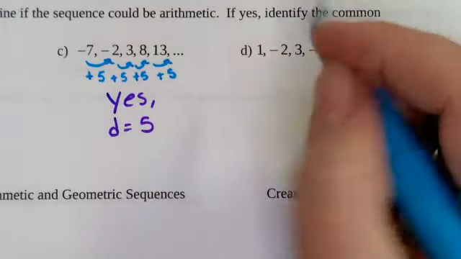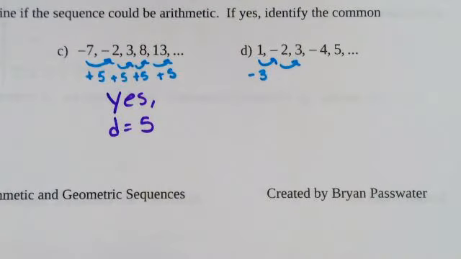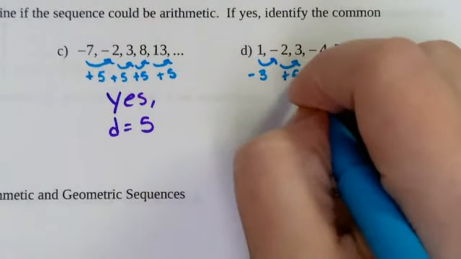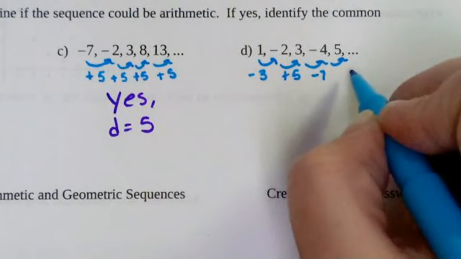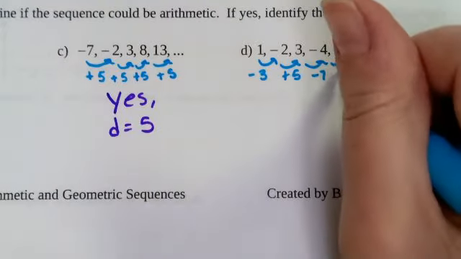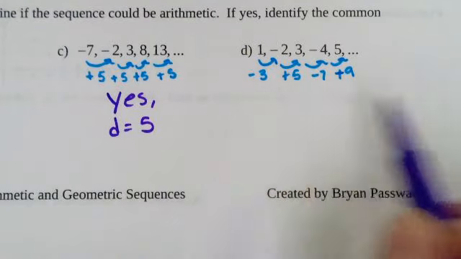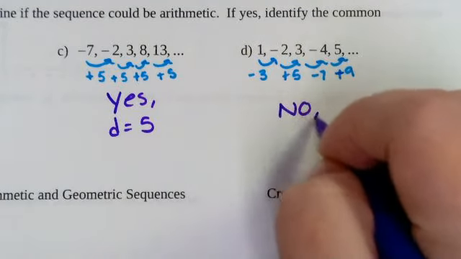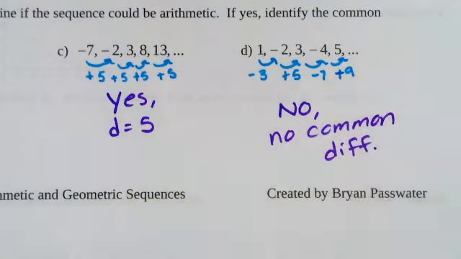Look at part D. From 1 to negative 2, this went down 3. Negative 2 to a positive 3, this went up 5. Positive 3 to a negative 4, down 7. And then negative 4 to 5 is up 9. So there's definitely some kind of pattern here using odd numbers, where you subtract and then you add the next one. But it's not arithmetic because it's not the same thing every single time. So because we're not adding the same thing every time, no, this is not arithmetic. There was no common difference. Okay?